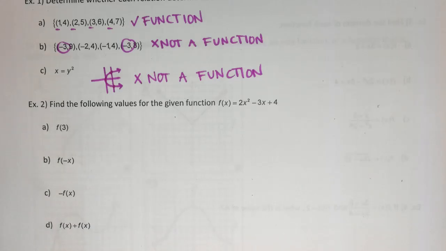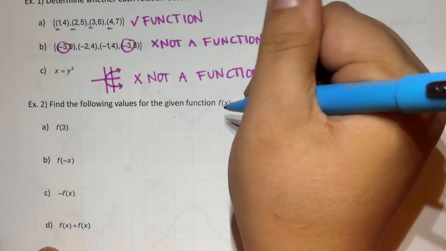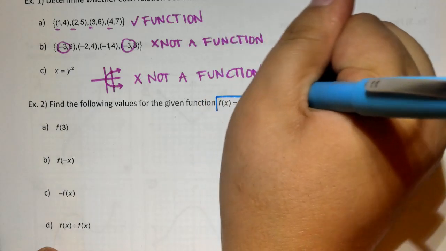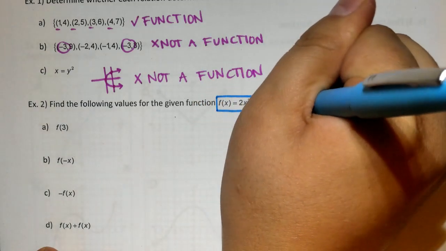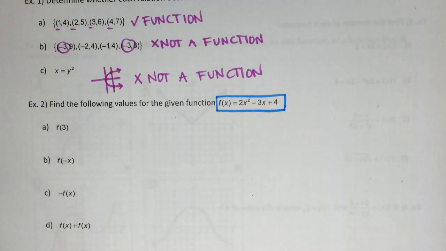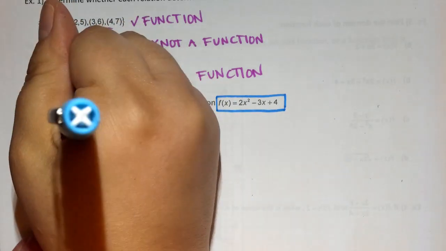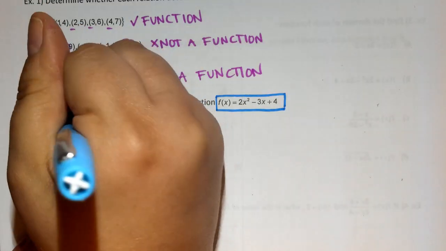We're okay? All right. Now, with is it a function or not, now we're going to talk about function notation. Given the following function, find the following values. If I give you f(x) equals x squared minus 3x plus 4, and I tell you what's f(3), what am I asking you to do? You are plugging in 3 where x is.